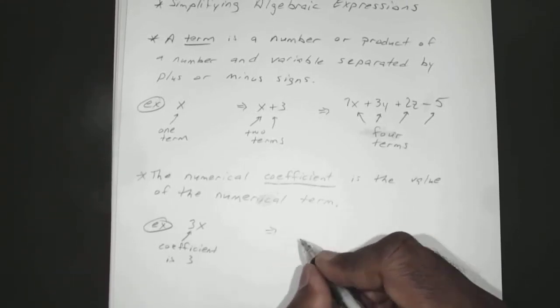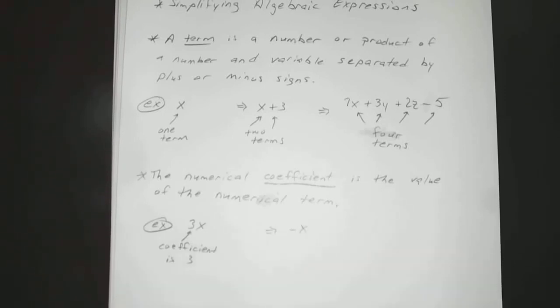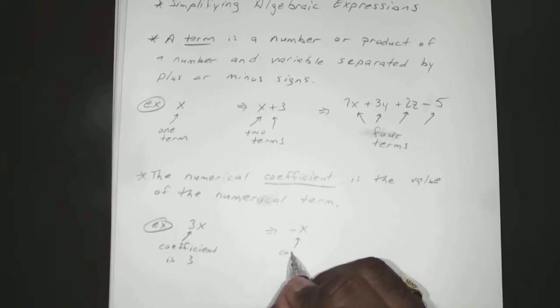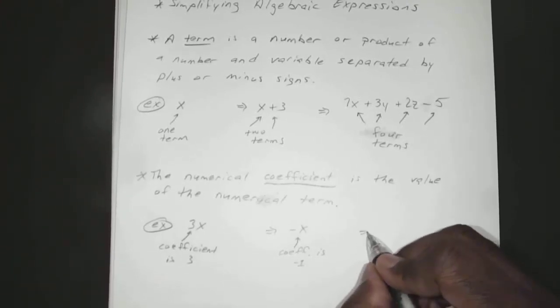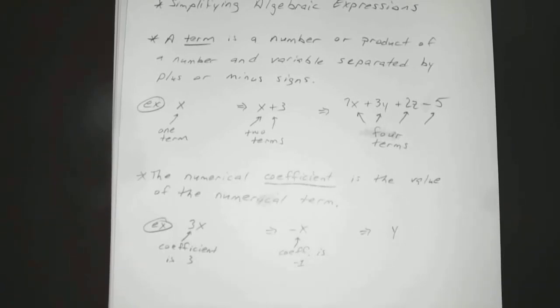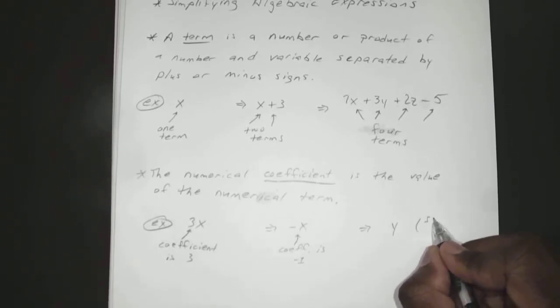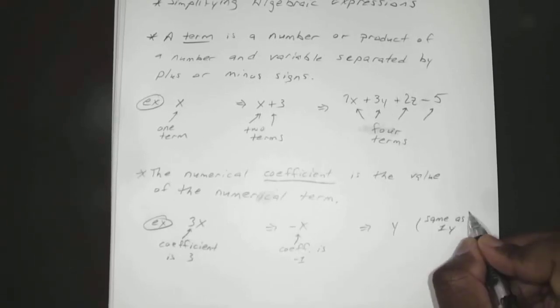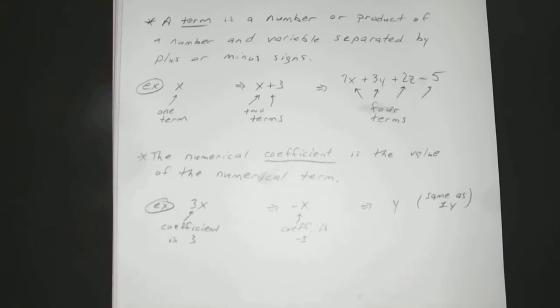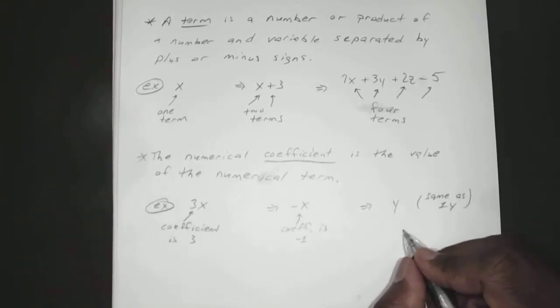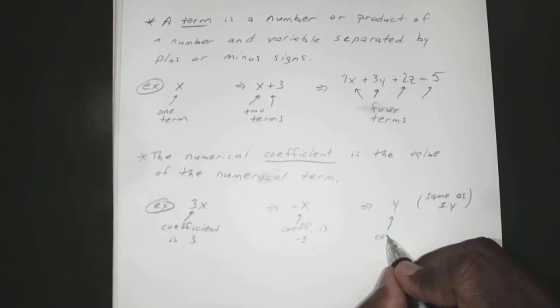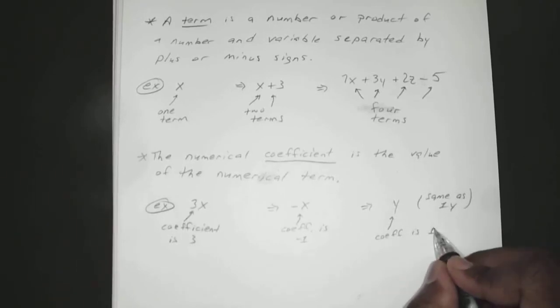But if you had something like negative x, then your coefficient will be negative 1. Because that's the same as just saying negative 1x. Okay. But if you had, let's say, just y, then your coefficient is just 1. That's the same as just having 1 times y. Just like this is the same as having negative 1 times x.